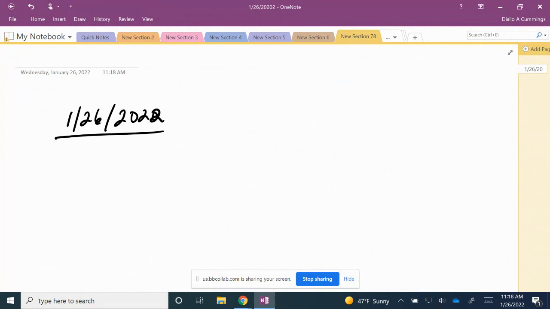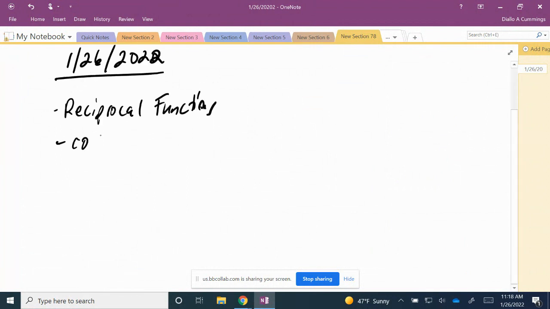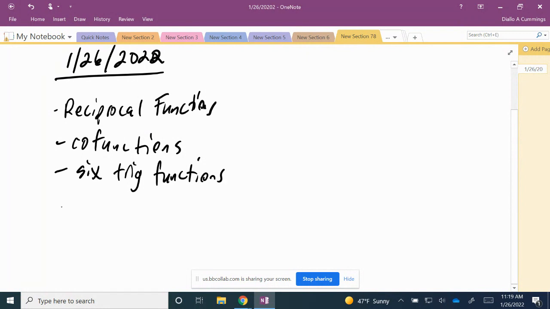All right, so today we're going to look at reciprocal functions. We're going to look at cofunctions. We're going to kind of review the 6 trig functions once again as they relate to a triangle. And we're going to actually solve a right triangle. Okay, when you solve a right triangle, that means to find all of the side lengths and all of the angle measures. So I'm going to go to the lecture notes.